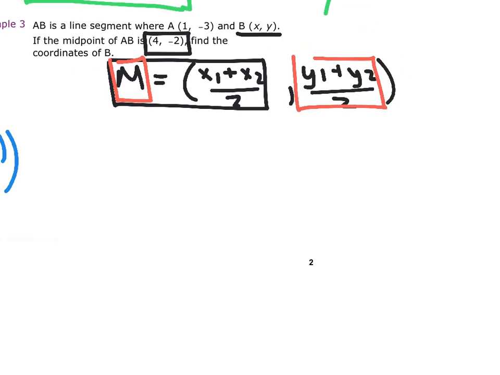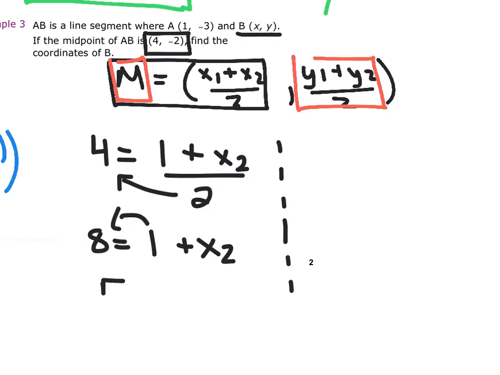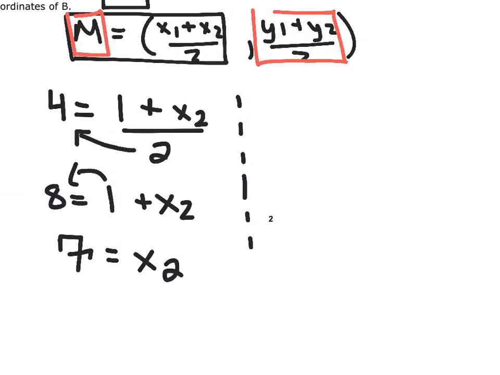So we know that the midway point of this coordinate is 4. We know the beginning coordinate to be 1, but we do not know the second coordinate. But what we've done is we've actually created an equation here, and we can solve for the unknown of x2. So first we would cross multiply here, so we would get 8 equals 1 plus x2. When I move the 1 to the other side, it becomes negative 1, and I find out that 7 equals the value of x2. So we've actually found the x coordinate.